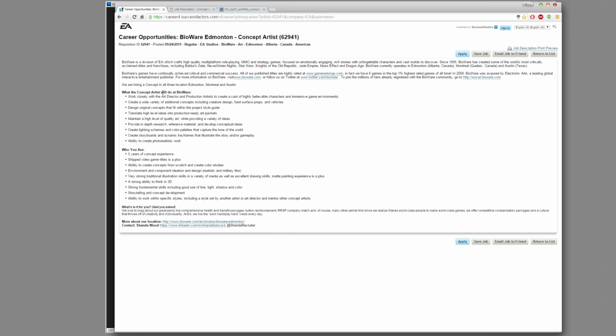What the concept artist will do at BioWare. Pay attention to this, because if you're applying for a job and you send a blog or online portfolio to BioWare, but all the stuff they mention is not in your portfolio, they're not going to hire you. They're putting this stuff here on purpose. They're not writing this text and job description randomly. This is what the company wants you to do. So if you're sending a portfolio, you have to match it to what they want you to do.